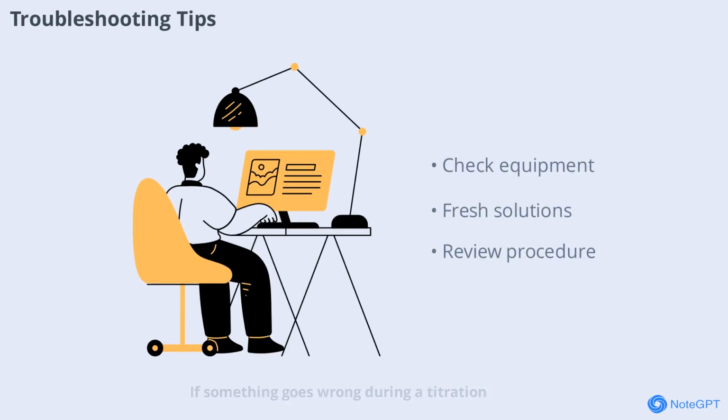If something goes wrong during a titration, there are steps you can take to troubleshoot. Double-check your equipment, make sure solutions are fresh, and review your procedure. Sometimes, repeating the experiment or consulting a colleague can help identify the problem. Troubleshooting is a valuable skill that helps chemists improve their technique and achieve better results.